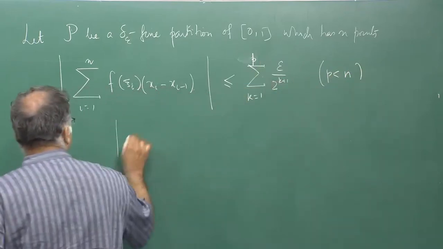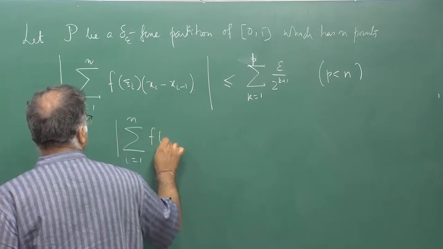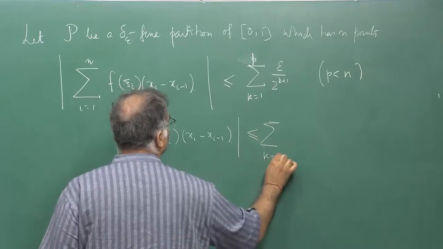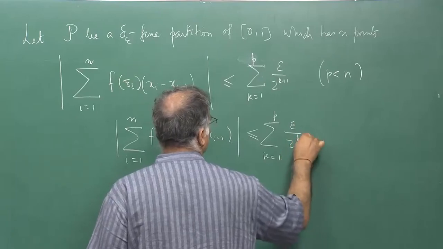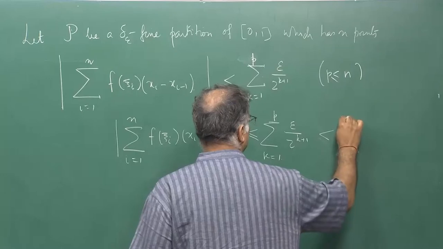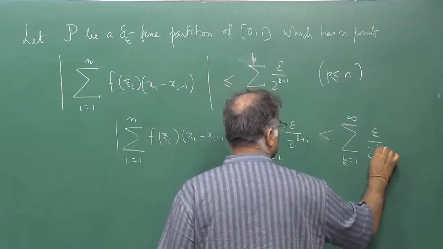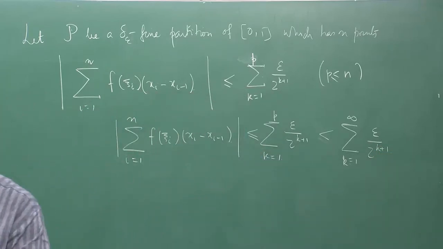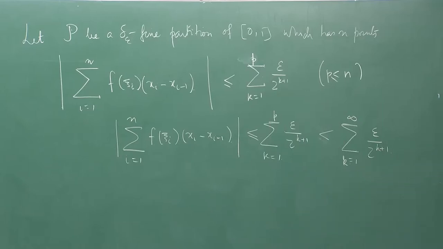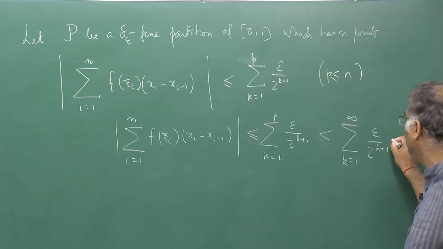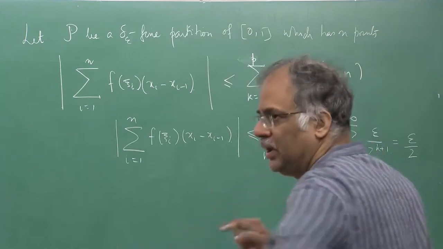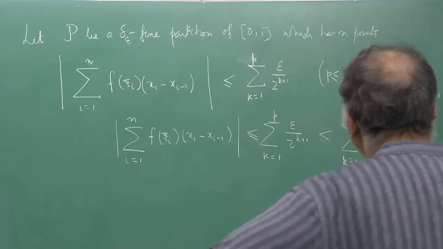But this is again less than, so what will you have? The sum over i equal to 1 to n of f(xi_i) times (x_i minus x_{i-1}), which is strictly less than the sum over k equal to 1 to infinity of epsilon by 2^(k+1). Now, if you go by this, this becomes the GP series. So, this will be equal to epsilon times half, right, epsilon by 2. It starts with half plus a quarter and so on, so that would be 1, so it is half. So, epsilon by 2. That is my chosen epsilon.